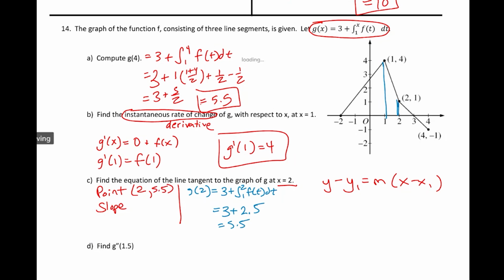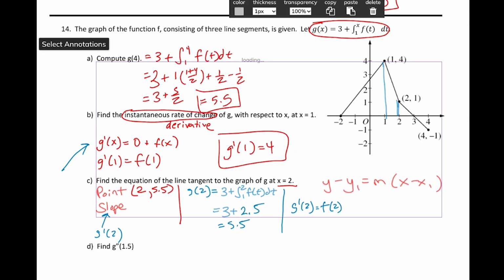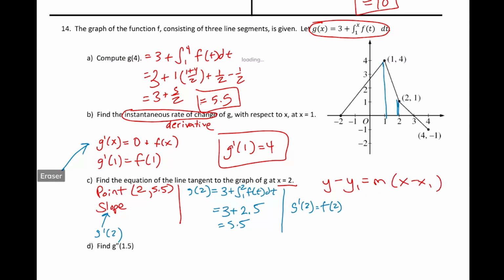Now the slope is going to be the derivative of g at x equals 2. Okay, so the slope is going to be g prime of 2. So let's evaluate that. g prime of 2 is going to be, and we found g prime of x up here, it's just f of x. So that's just going to be f of 2. Let's move over this equation a little bit. Have a little bit more room, or I'll just rewrite it later.